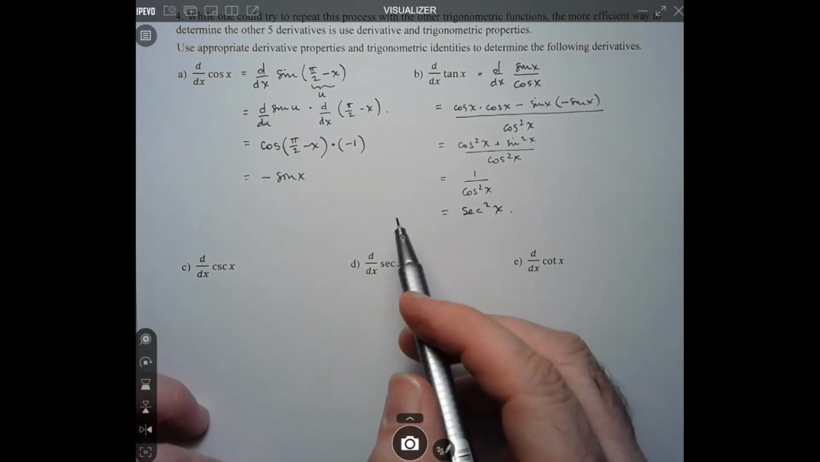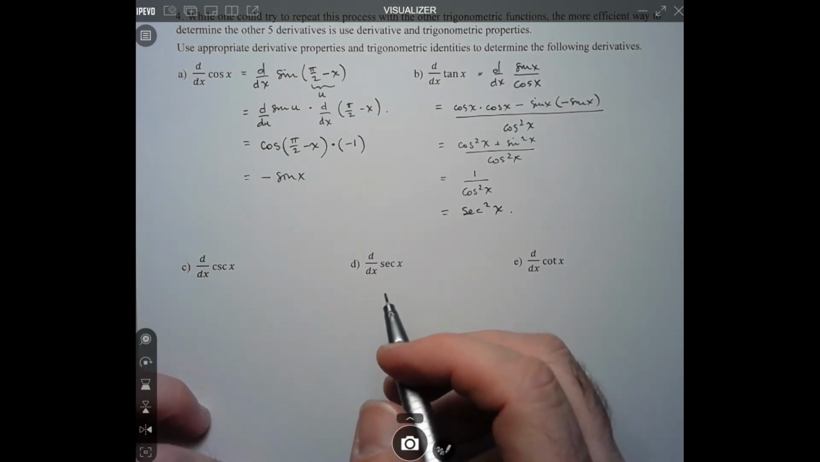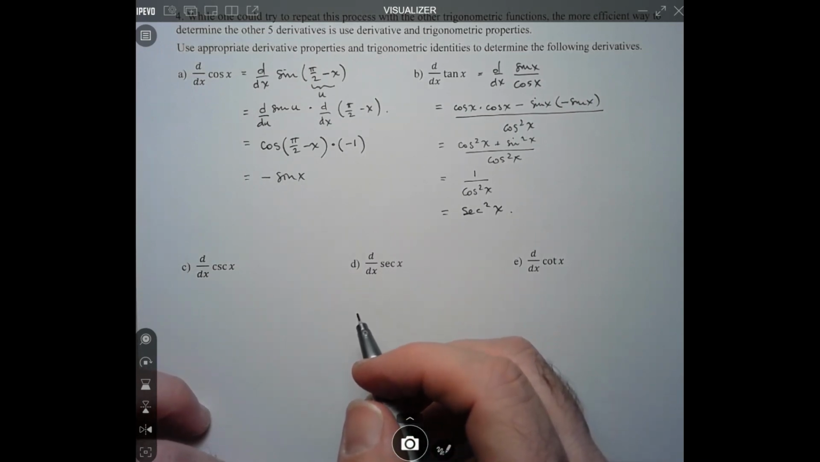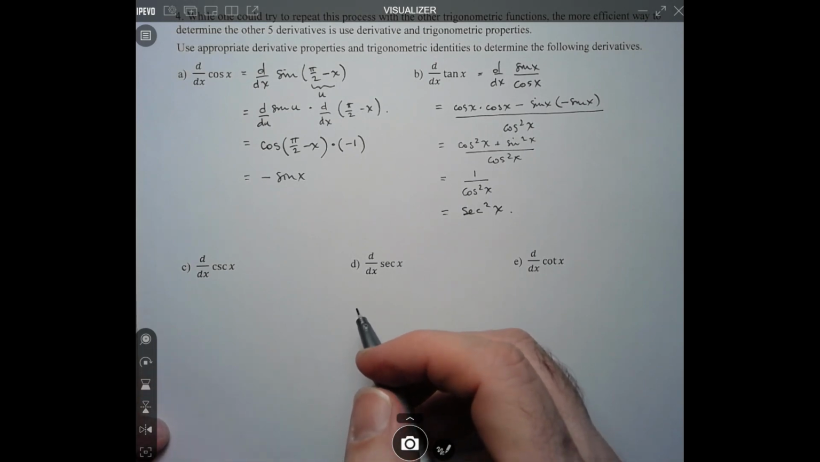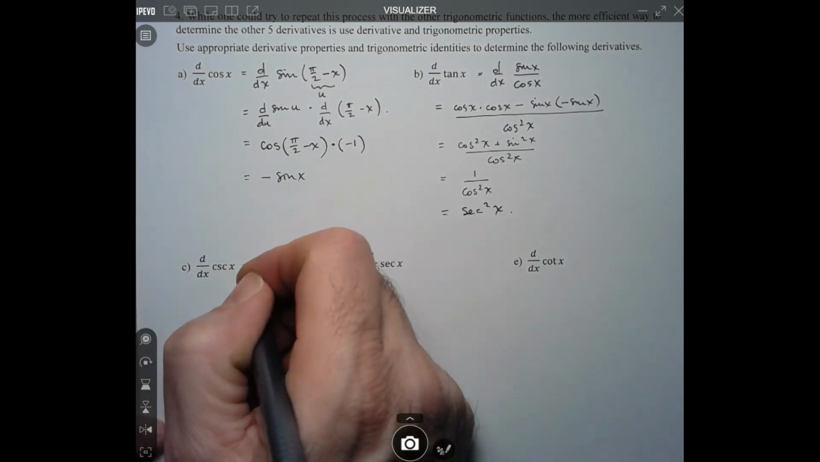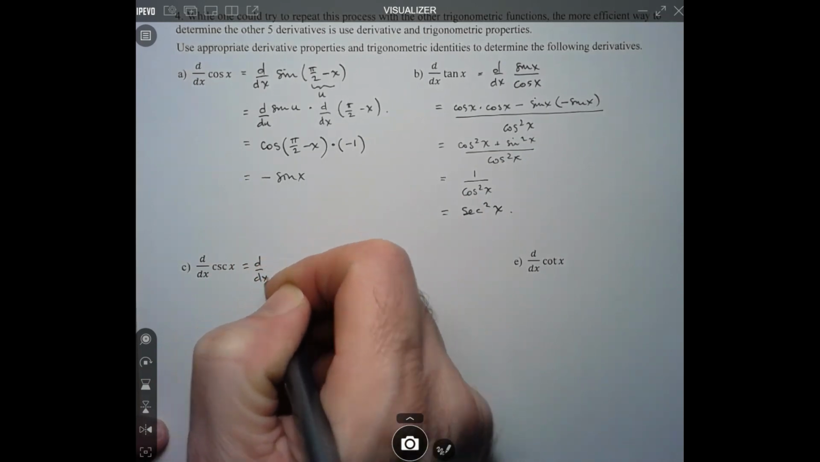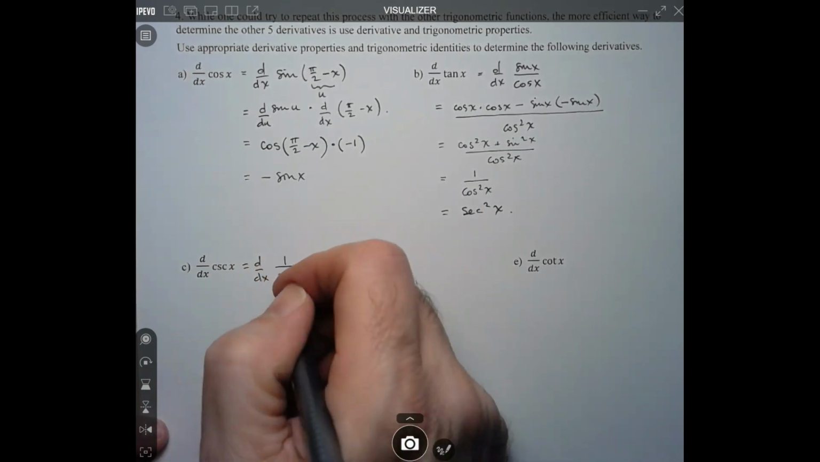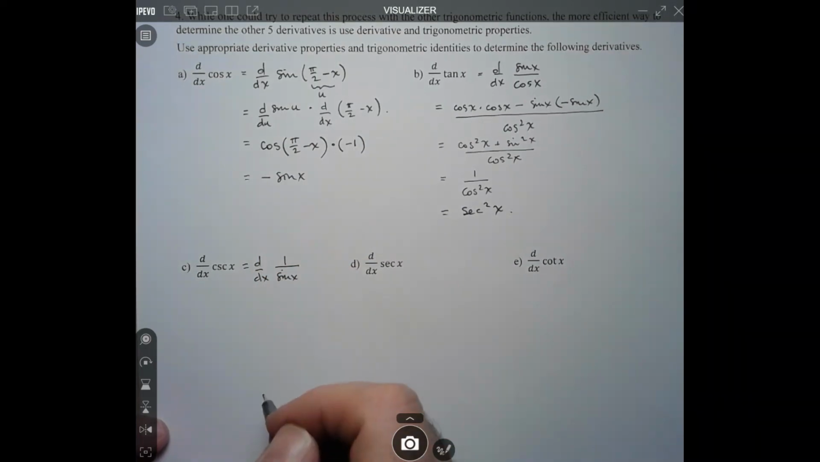Okay, and once you get all 6 of them, see if you can come up with a way of finding tricks to remember them. Okay, so here again, I'm going to start by rewriting this as something I know, so 1 over sine x.